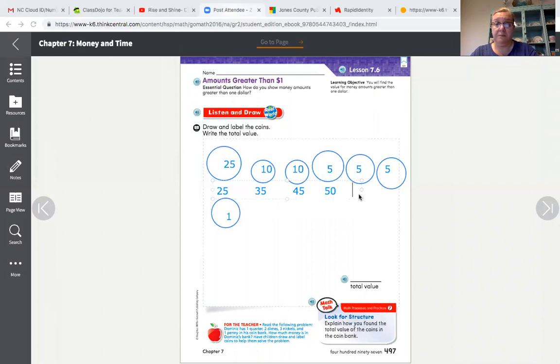Skip counting again. I get 55. Sorry, technical issues. Continuing to skip count. 60. Now we're going to count by ones. So this makes 61. So our total value down here is 61.